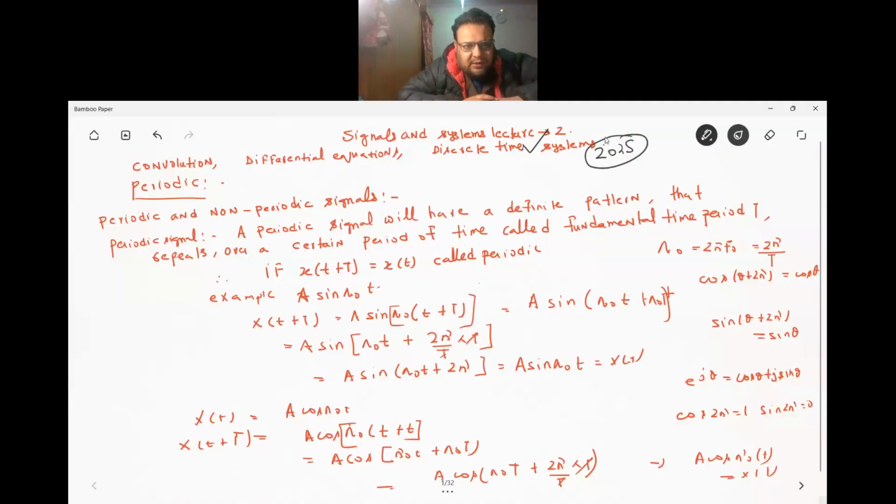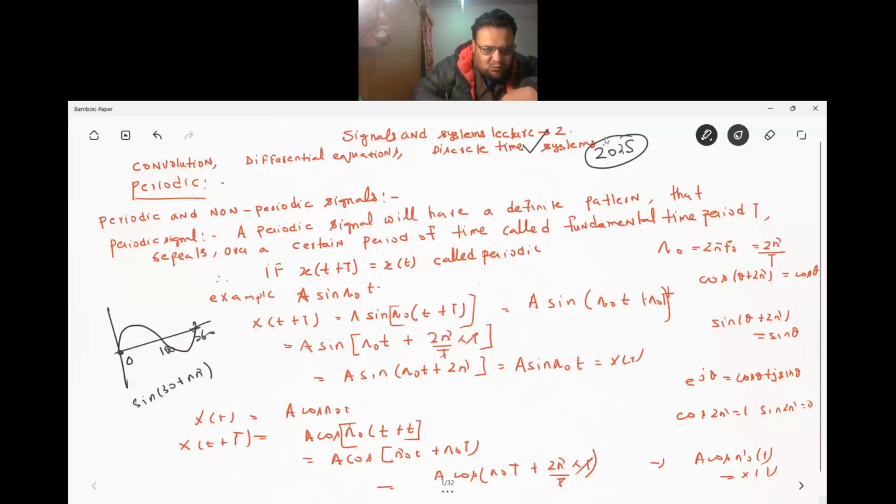So, periodic and non-periodic signals. Definitely you know any signal which repeats after a certain interval of time is periodic. For example, if you have a sine signal, the sine signal will repeat after an interval of time. See here, this is 0, this is 180 degrees, this is 360. So sin(30 + nπ), right? Sine repeats after an interval of nπ degrees. The same happens with other signals as well. So this is what a periodic and a non-periodic signal is. And basically, for cos it is 2π.